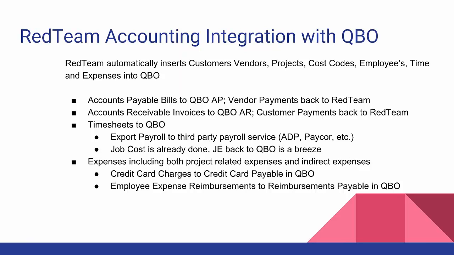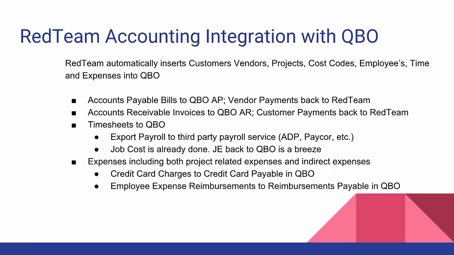The accounts payable bills are going to show up in QuickBooks accounts payable, and then when we use QuickBooks for what QuickBooks is meant for, to be an accounting tool, a trial balance, a general ledger, a bookkeeping tool, we cut those vendor payments to the vendors, whether it's with a credit card payment or a check. That payment information goes straight back to RedTeam. So now my project manager in the field can open that invoice and see exactly the check number and the check date and whether it was paid.